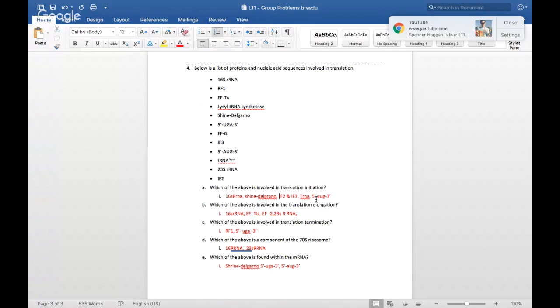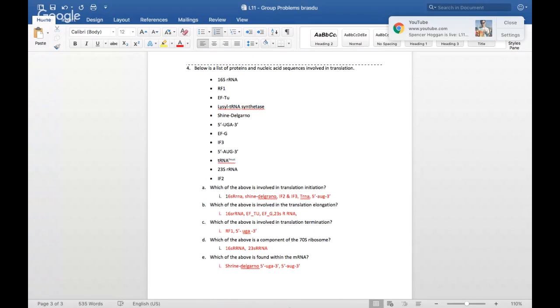B is which of the above is involved in the translation elongation, which is 16S rRNA again. And then we'll have EF-Tu, we'll have EF-G, we'll have 23S rRNA. And then for C, which of the above is involved in translation termination, we'll have RF1, and we'll have the stop codon also 5' UGA 3'. Which, for D, we'll say which of the above is a component of the 70S ribosome, and we'll have 16S rRNA and 23S rRNA. So looks like I'm missing my S right there.